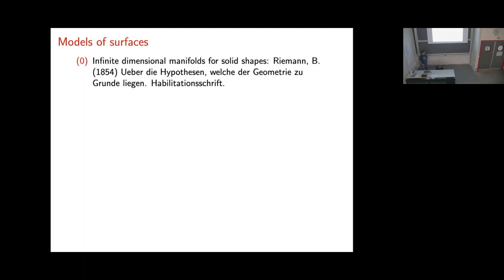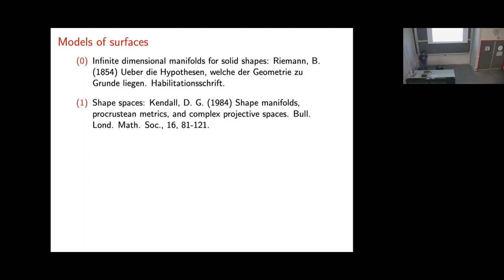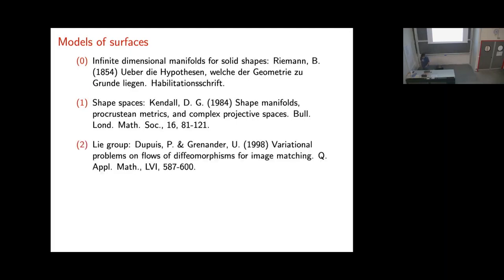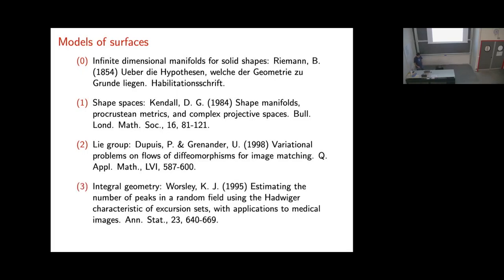Okay, so a while ago, there's this German guy who knew a little bit about geometry and thought about shapes, right? So there's Riemann, and then there's Kendall shape space. I'll show you a little bit more about that. The Lie group, or the diffeomorphism-based approach, which I'll talk about a little bit. Most of my focus will be on ideas using integral geometry. And I'll show you how some of these can be unified via a fiber bundle or sheaf theoretic approach, okay?